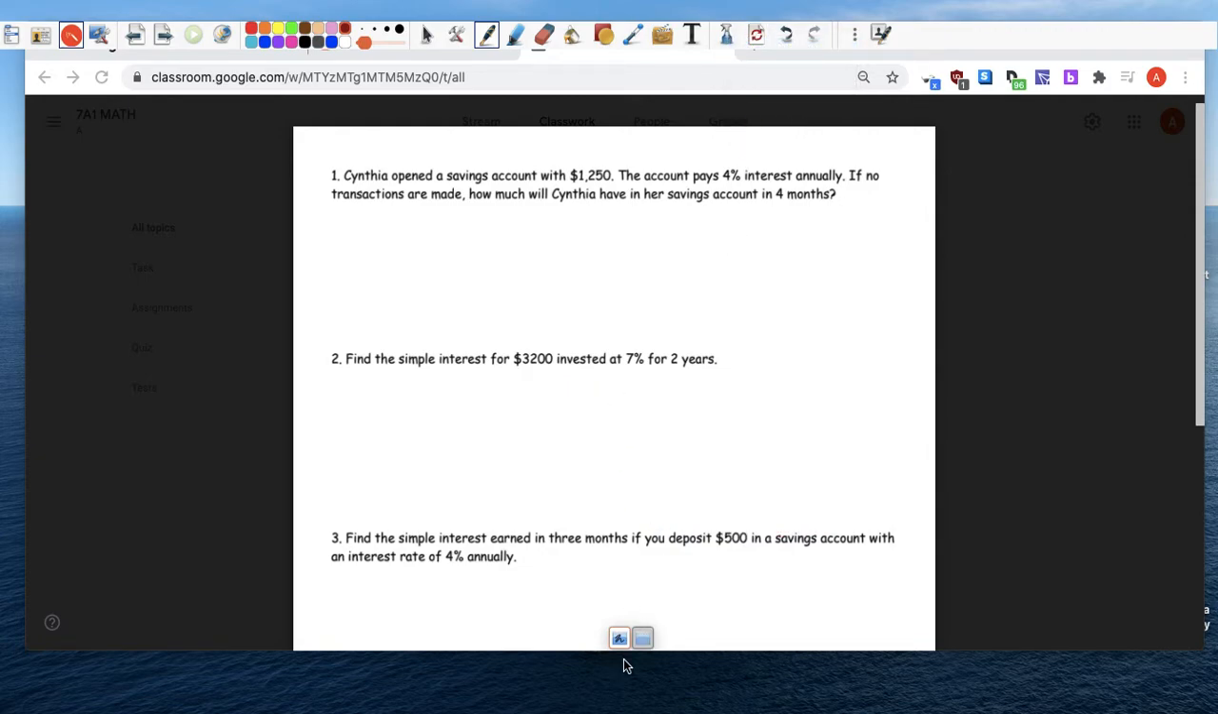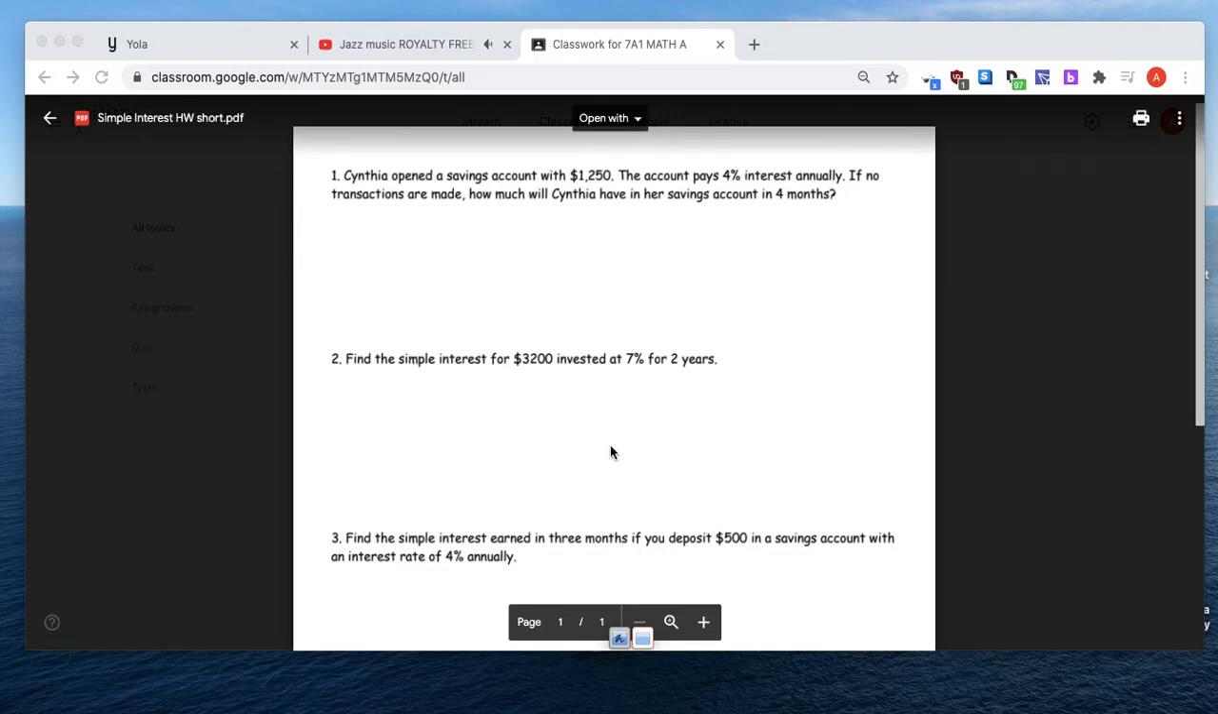Let's see if I can move this. No, yes, no. Shoot. Hang on. Why is this not working? Come on. So let me go back here. Alright, guys. Okay, here.